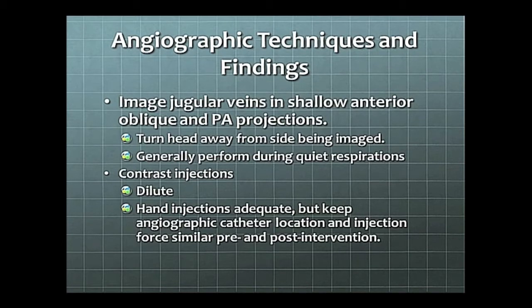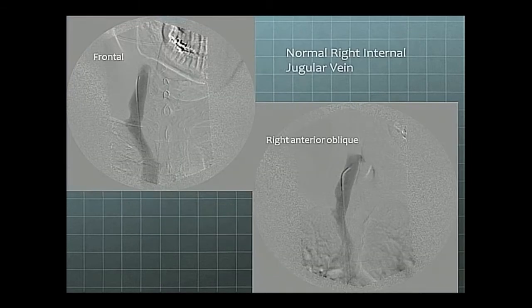I usually perform this during quiet respiration. I hand inject dilute contrast, diluted about 50% so you don't obscure some of the findings. Some of these findings are difficult. They can be valves and septi, which can be difficult to see. If there's too much iodine, you may not see them. If you do hand inject, try to keep the force of injection constant pre and post angioplasty, and keep the catheter in the same position so you don't artificially create reflux or fill collaterals.